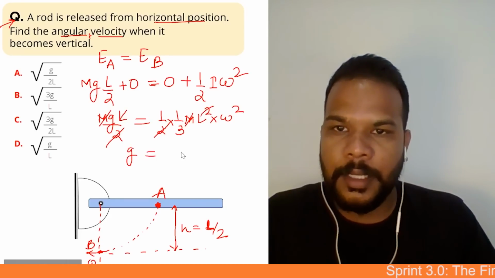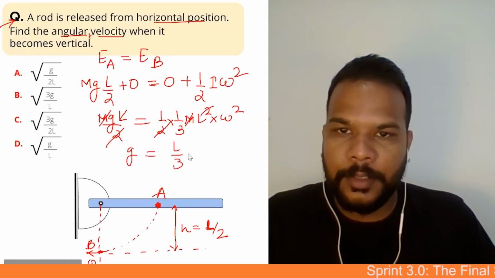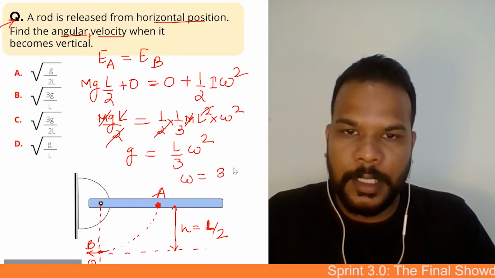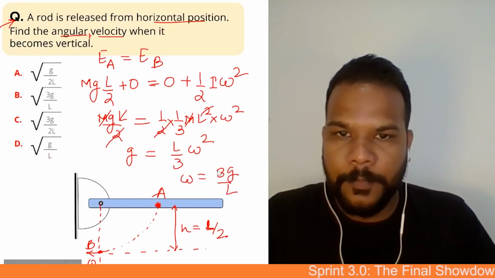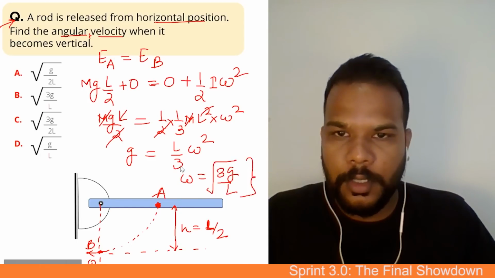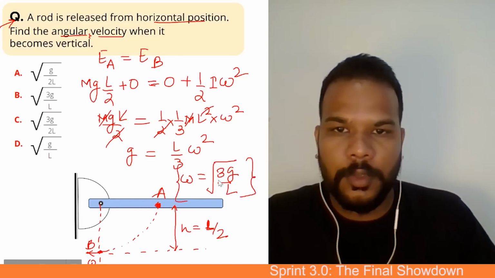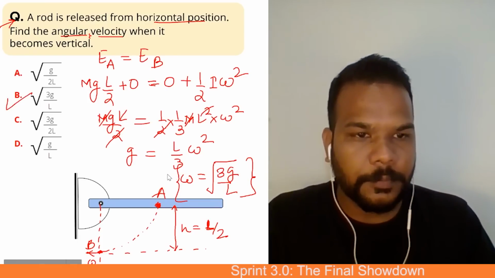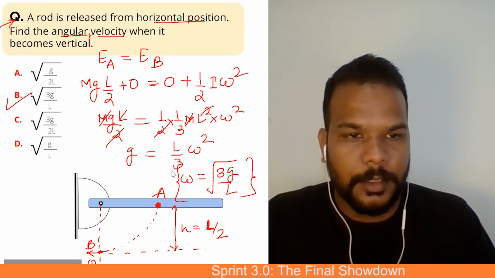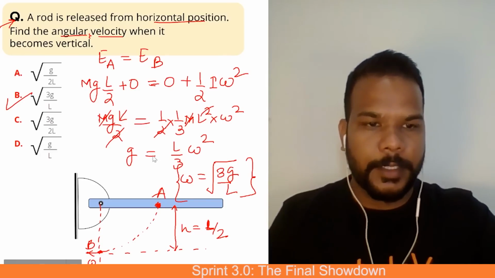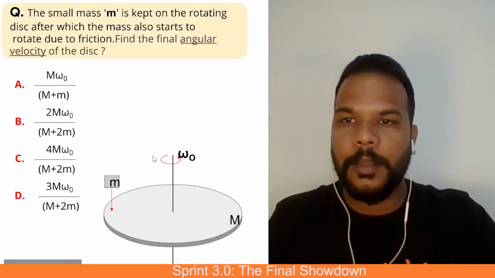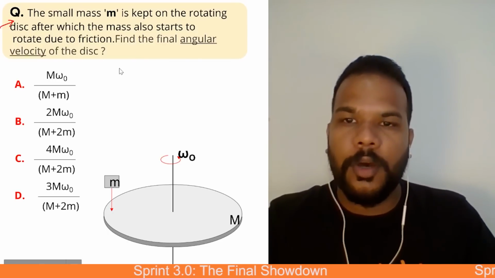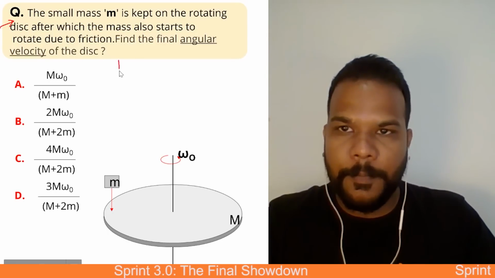We have g equal to L by 3 omega square, which means omega का value आएगा under root of 3G by L. Okay guys, so under root of 3G by L, that means option B is the correct answer. Very nice. Now this one is a simple one based on law of conservation of angular momentum.